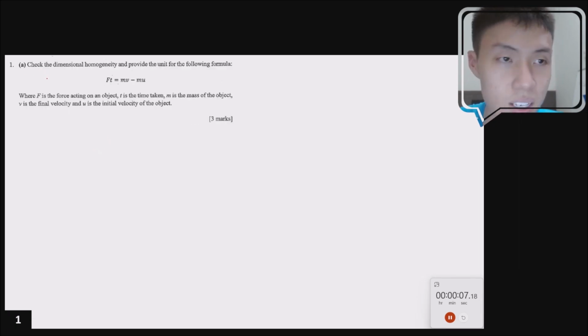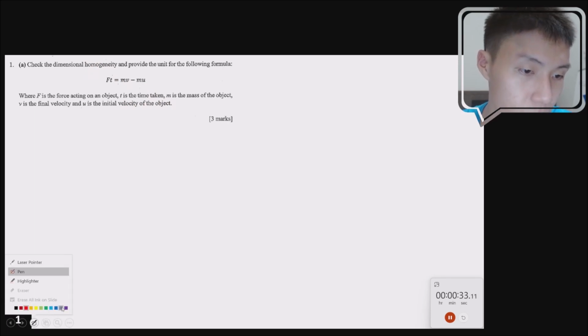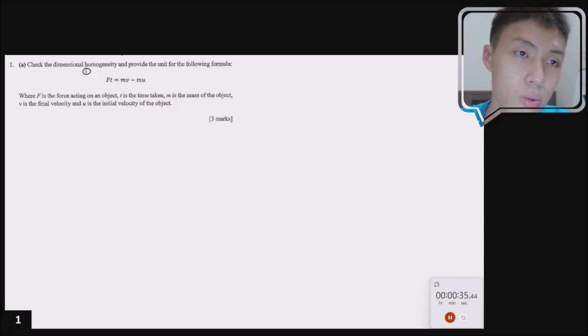Okay, the first question asks us to check the dimensional homogeneity and provide the unit for the following formula. So this is the formula given: force times time equals the final momentum minus initial momentum. Then they define everything over here, which is what we expect. They ask for two things. The first is to check the dimensional homogeneity, that means to check whether this equation is homogeneous or not.